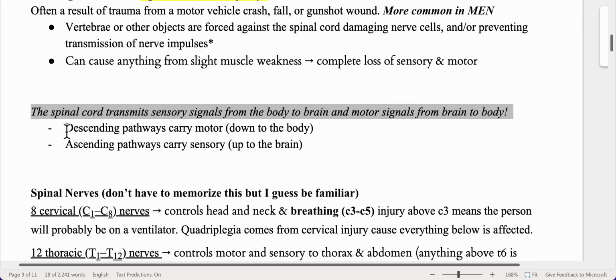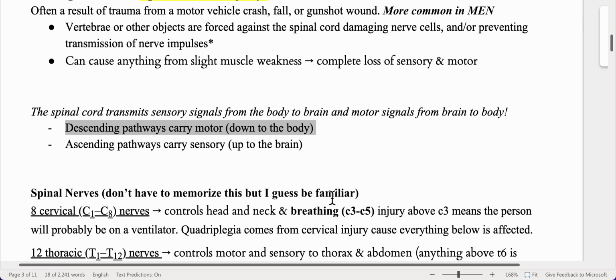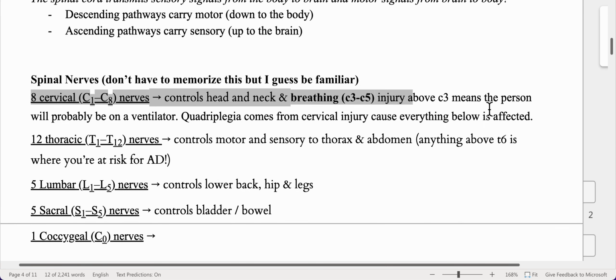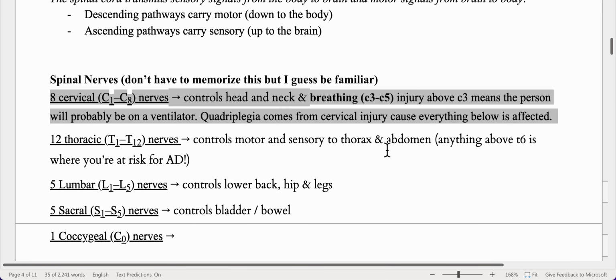The spinal cord transmits sensory signals from the body to the brain and motor signals from the brain to the body. Descending pathways carry motor signals down to the body. Ascending pathways carry sensory signals up to the brain. Spinal nerves: you don't have to memorize this, but be familiar.